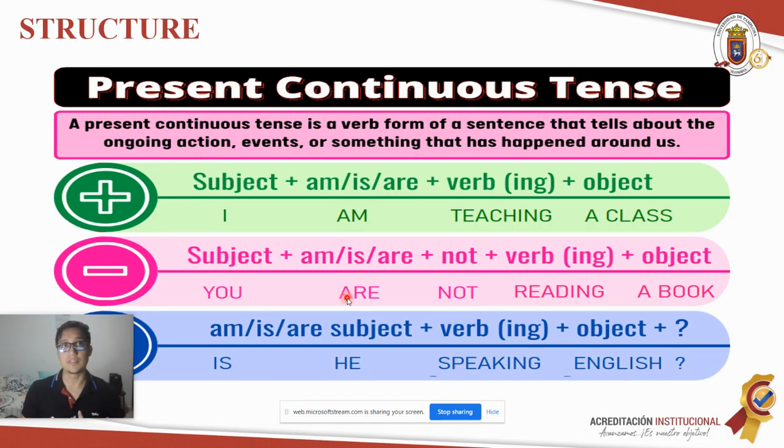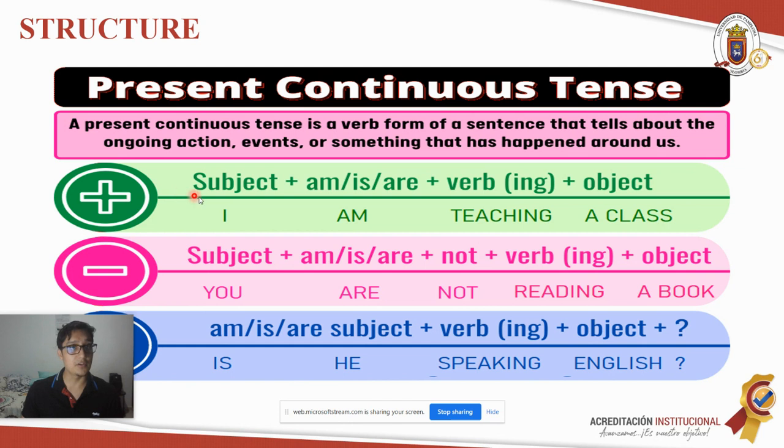So, to start with, let's go ahead and define the present continuous tense and when you have to use it. A present continuous tense is a verb form of a sentence that tells about the ongoing actions, events, or something that has happened around us. In other words, for you to better understand the concept, you use the present continuous tense when you want to talk about something that is happening right now, in this moment. So let's go ahead and check the structure.